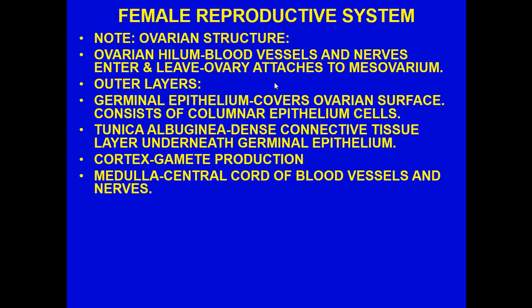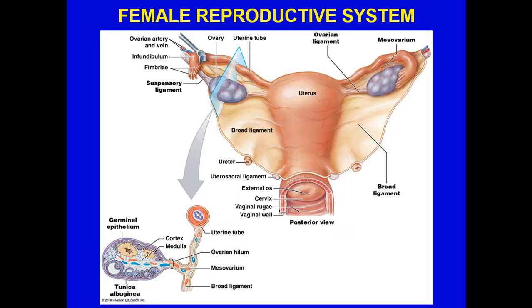But when you get a little bit more fine detail here, we have the germinal epithelium, which covers the ovary surface and consists of columnar epithelial cells. We have the tunica albuginea, which is a dense connective tissue layer underneath the germinal epithelium. The cortex is the main area where you're going to have gamete production. So you're going to go through primordial and then primary, secondary, tertiary follicle stages. But the medulla, the inner core, is really composed more of blood vessels and nerves.